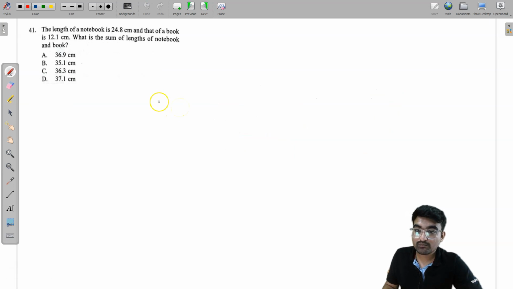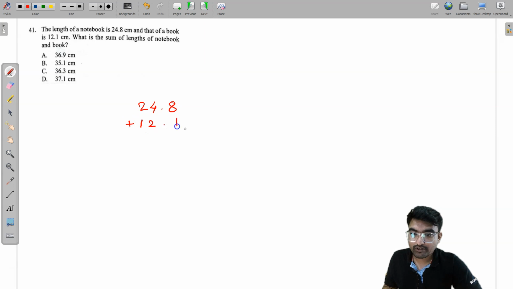The length of a notebook is 24.8 cm and that of a book is 12.1 cm. What is the sum of lengths of the notebook and book? Okay, so just a straightforward question. We have to just add these two values, 24.8 plus 12.1, and we'll get 9, 4 and 2 6, 2 and 1 3. So 36.9 centimeter is the total length, right? And that is our option number A.